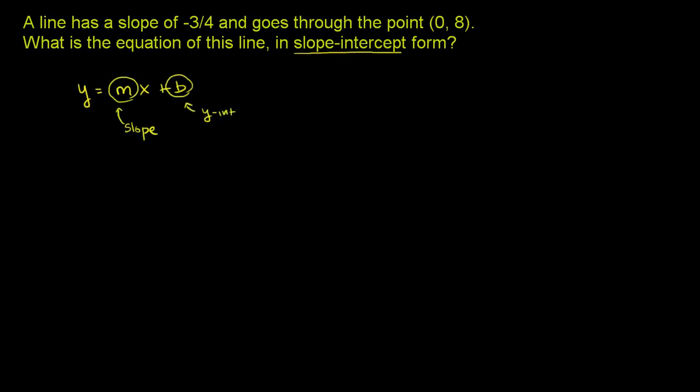The y-intercept of the line. Let me draw a quick line here just so that we can visualize that a little bit. So that is my y-axis, and then that is my x-axis. And let me draw a line. Since our line here has a negative slope, I'll draw a downward sloping line. So let's say it looks something like that.